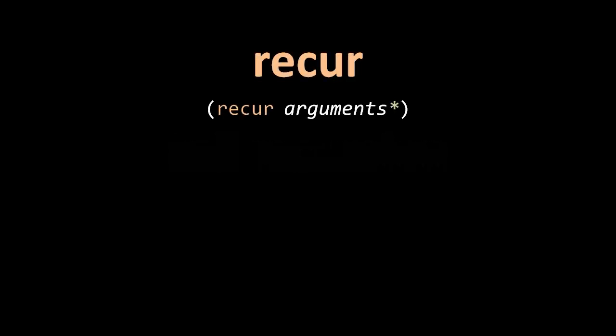So to do this, we have the special form recur. You use recur by simply providing the arguments for the recursive call that you're making. It's just like making a recursive call, except the compiler will check and make sure that recur is used only in the tail position of the function. It has to be in the place where it's going to be the very last thing potentially done in the function.